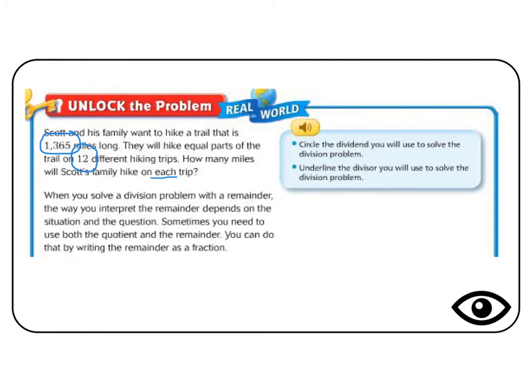So as we did this, over here in the blue box, it says circle the dividend. We did that. And underline the divisor. The divisor is 12. So it says, when you solve a division problem with a remainder, you may want to interpret the remainder based on the situation. Sometimes we're going to use the quotient and the remainder. Sometimes we're going to use just the quotient or just the remainder. Let's continue with this problem and see what we're going to do this time.